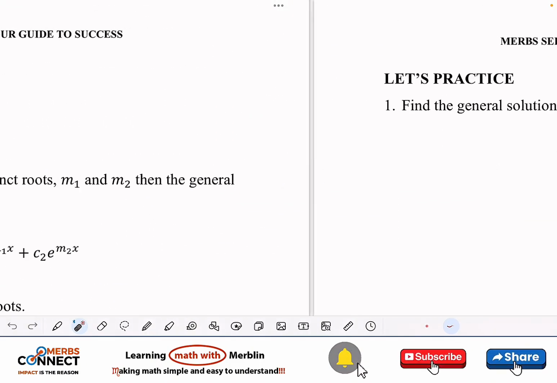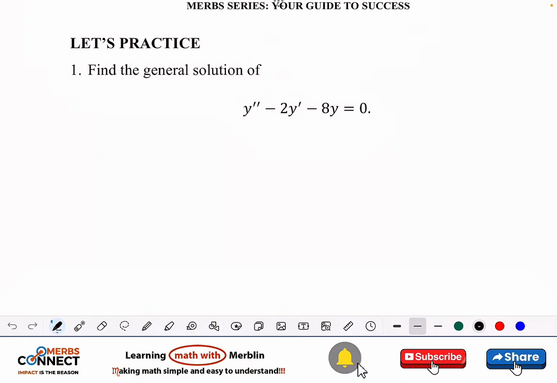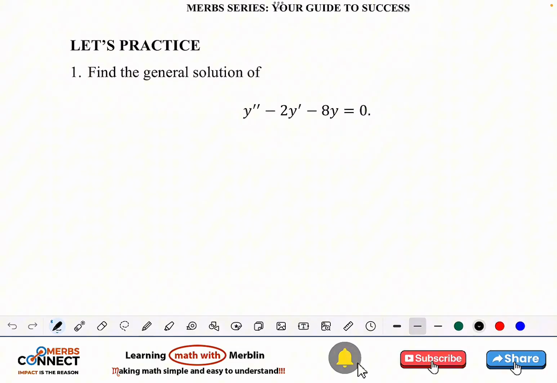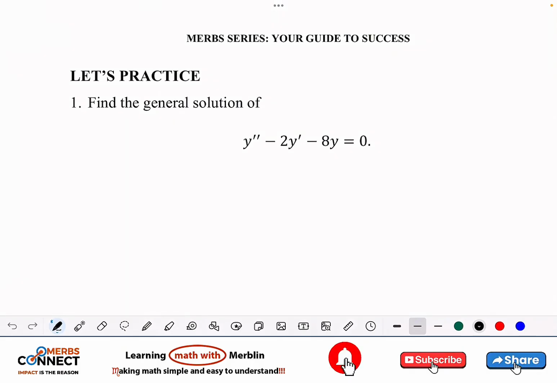So what we are going to do here is take examples and then see how we can solve them. So now here we want to find the general solution because there is no initial condition given to us. So the first thing that we need to do here is set y to be equal to e to the power mx.